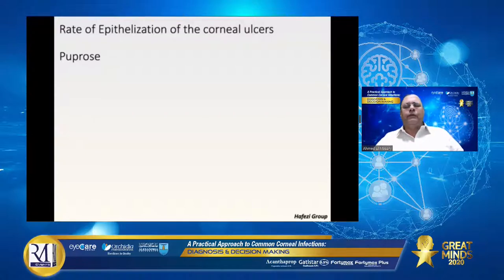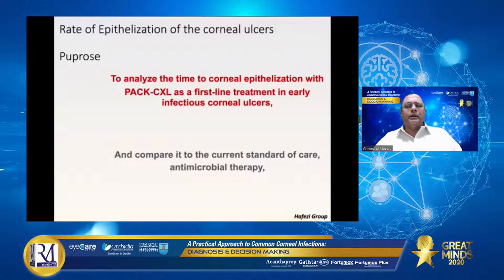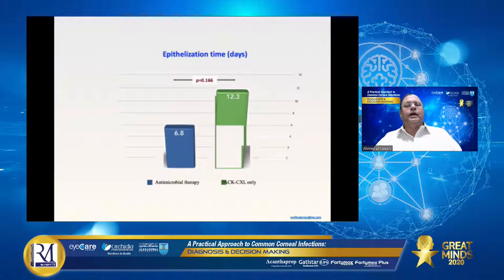So again, Hafizi group did a comparison between the time to corneal epithelialization with PEC cross-linking as a first line of treatment in early infectious corneal ulcers compared to the current standard of care with antimicrobial therapy. And they found that the time of epithelialization is definitely longer in the PEC cross-linking than the regular ones. But again, we saved the patient from a lot of drugs in spite of having a longer time of epithelialization of the surface for a few days.